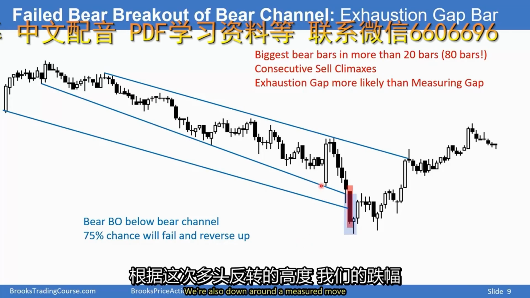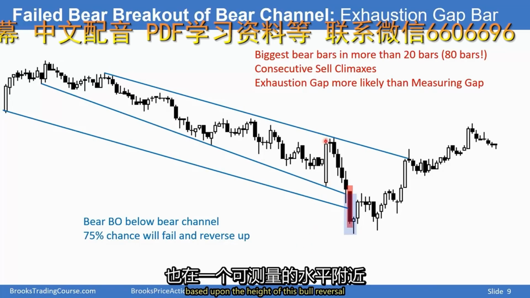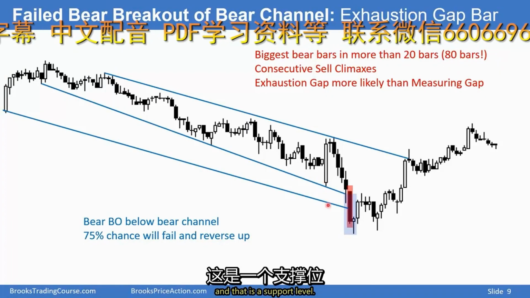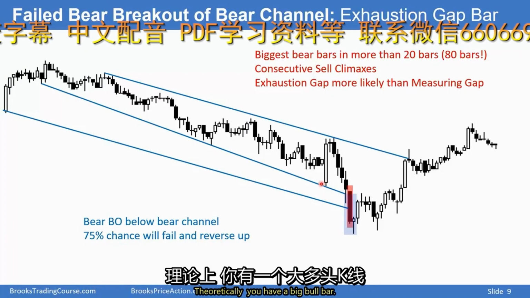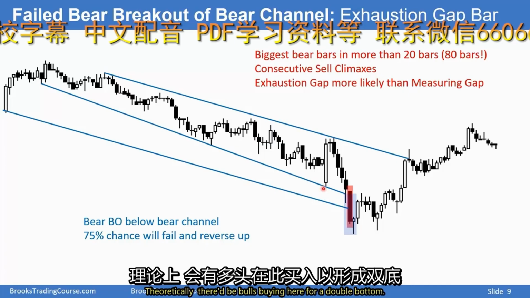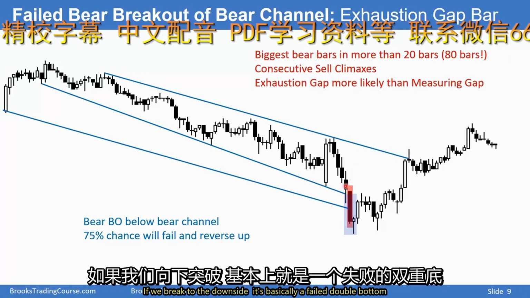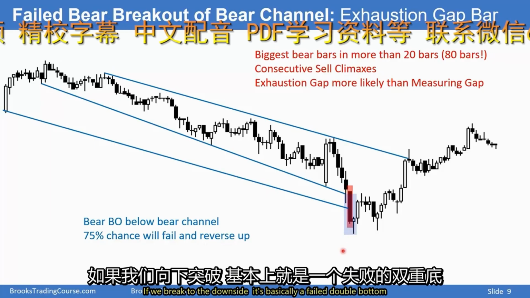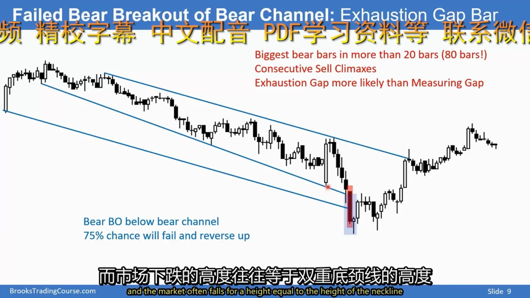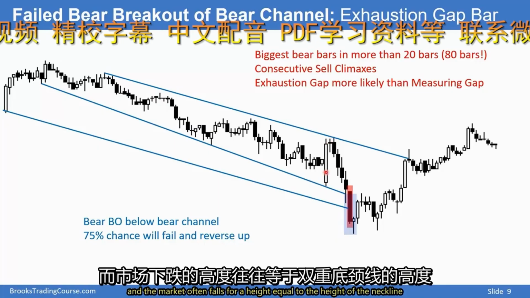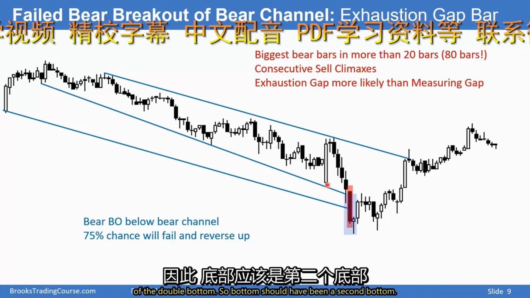We're also down around a measured move based upon the height of this bull reversal, and that is a support level. Theoretically, you have a big bull bar. Theoretically, there'd be bulls buying here for a double bottom. There were not. If we break to the downside, it's basically a failed double bottom, and the market often falls for a height equal to the height of the neckline of the double bottom.